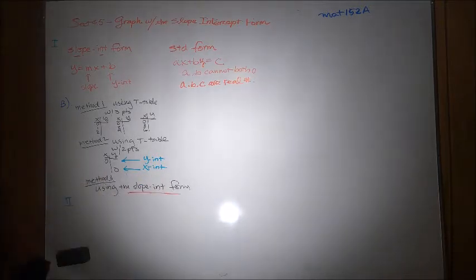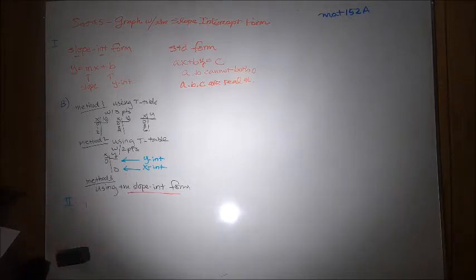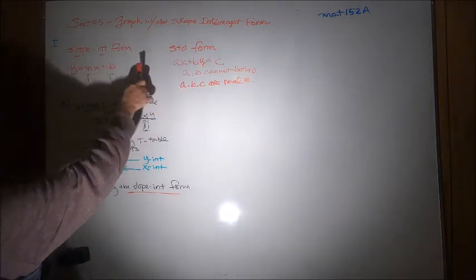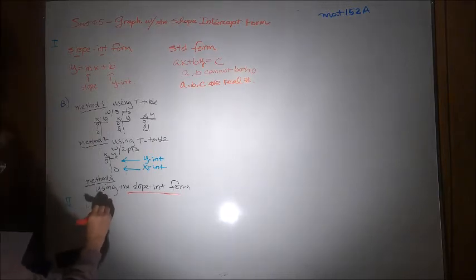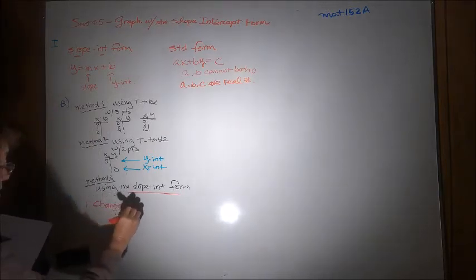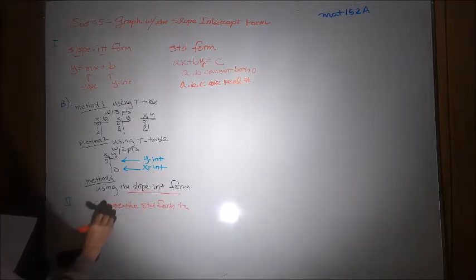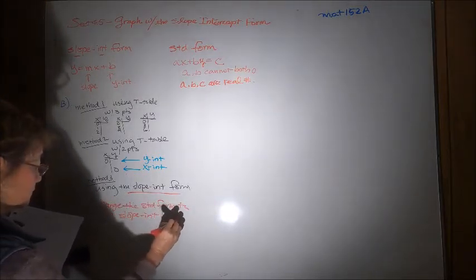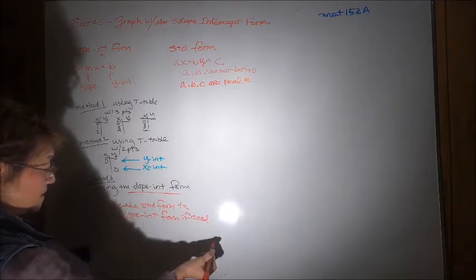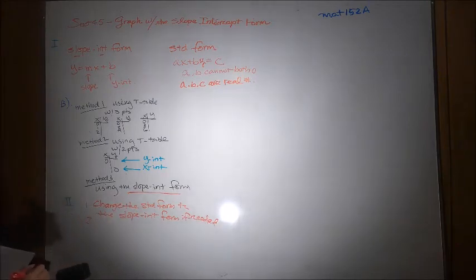So first, we have to do what? Have a slope-intercept form. If you have standard form instead of slope-intercept form, you need to change the standard form to the slope-intercept form if needed. Otherwise, you cannot use it. Then you will do it a certain way, okay?